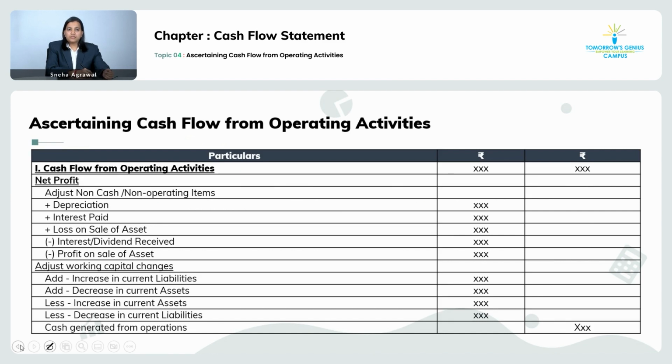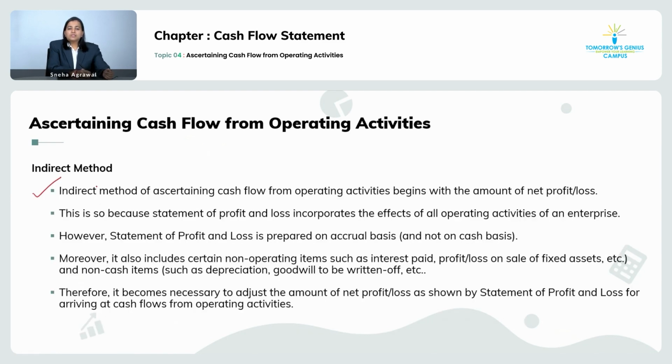Okay, let's start. Indirect method, the starting point, it begins with the amount of net profit or net loss, right? It is not that business will always earn profit. It can happen that business can incur losses also. So let there be a profit, let there be a loss, doesn't matter. If there is a profit, we'll take it as a positive cash inflow, and if it is a loss, we'll take it as a negative number. So the starting point under the indirect method is your net profit.